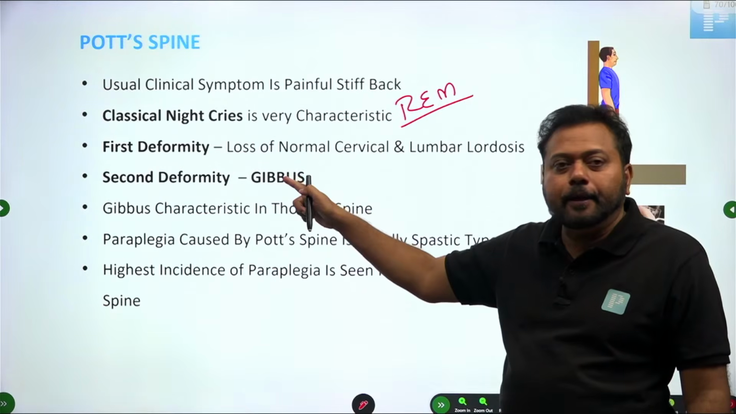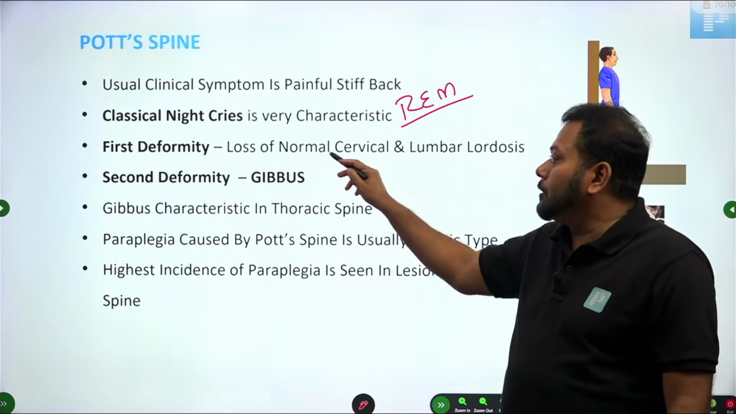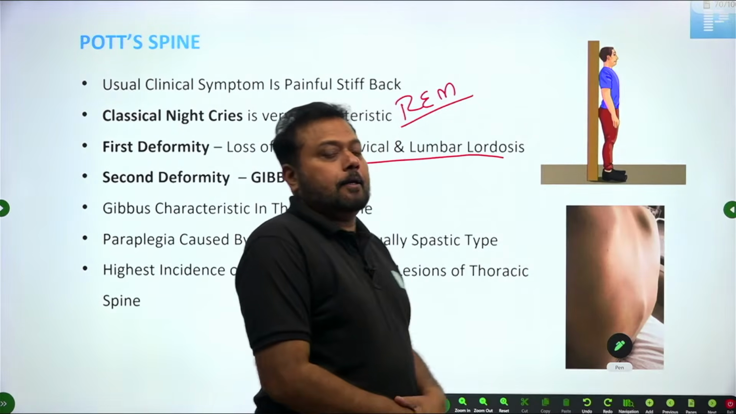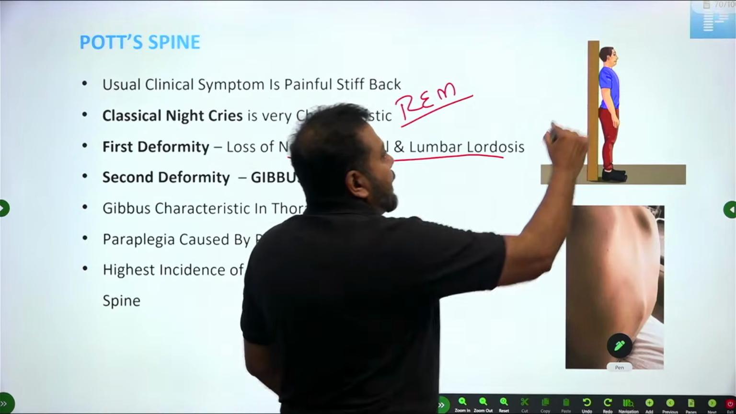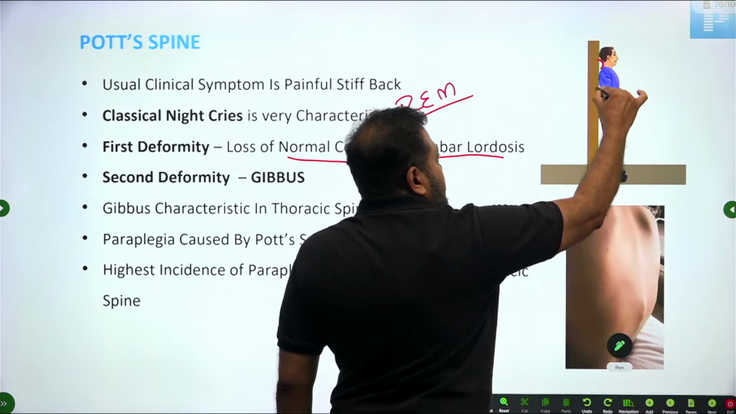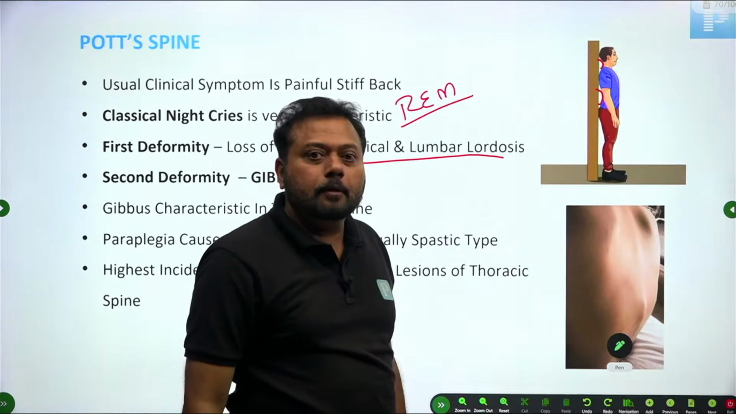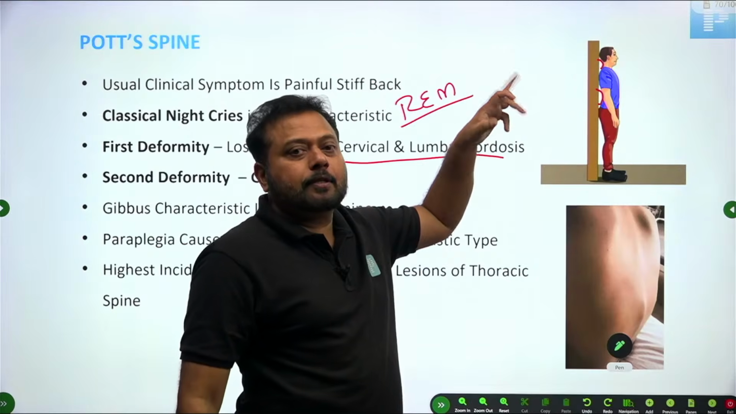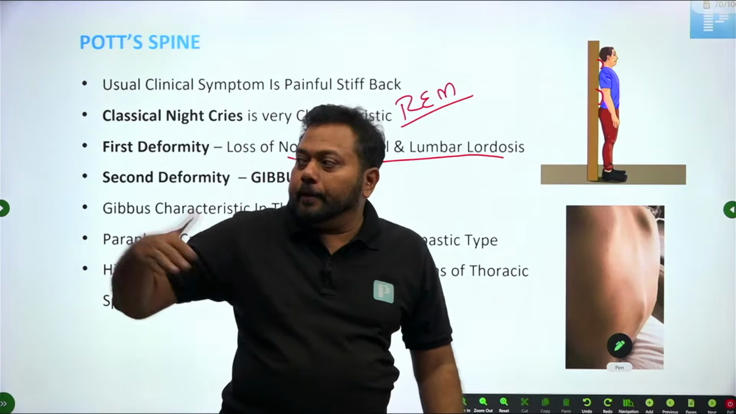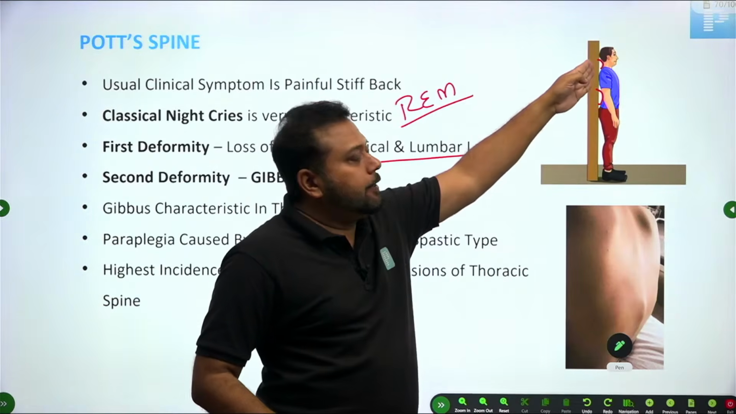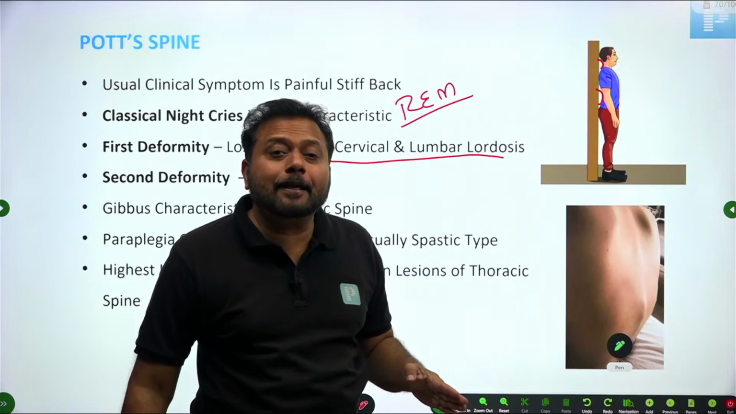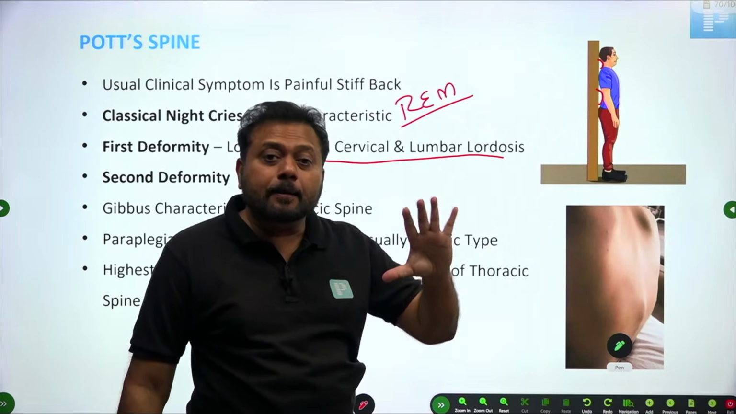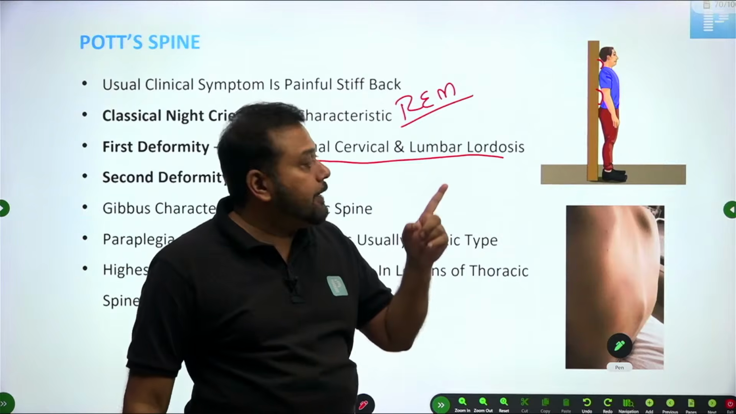And the first deformity to occur is loss of normal cervical and lumbar lordosis. Look at this diagram. The patient is standing against a wall. Normally, I am able to see a cervical lordosis and a lumbar lordosis. This is normal. When the normal cervical and lumbar lordosis is lost, you are not able to insinuate your finger in the lumbar and cervical area. This says that the patient has developed paraspinal muscle spasm. Whenever paraspinal muscle spasm happens, the normal lordosis is lost. That is the first sign.